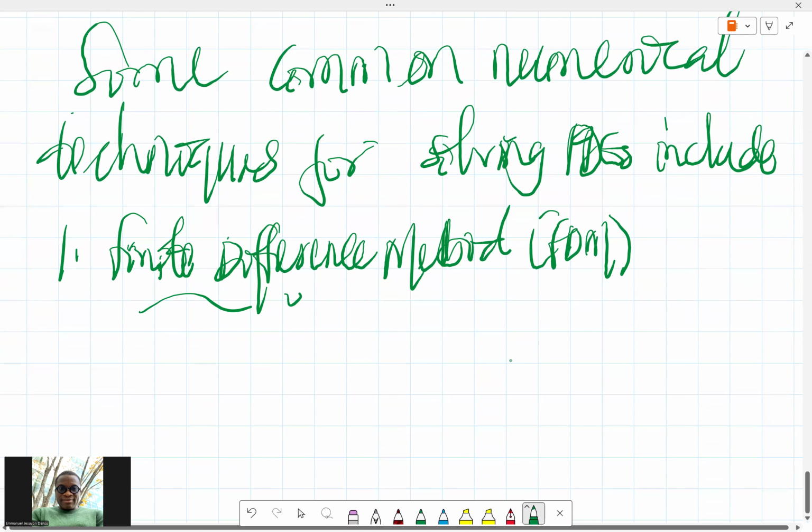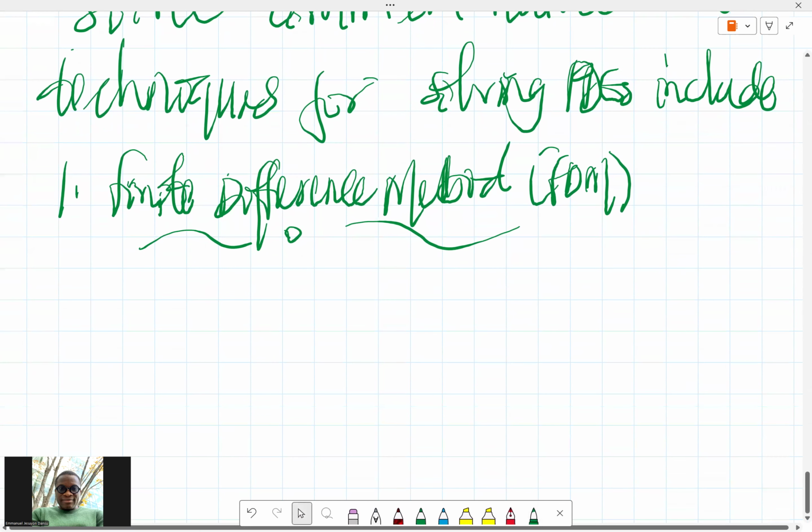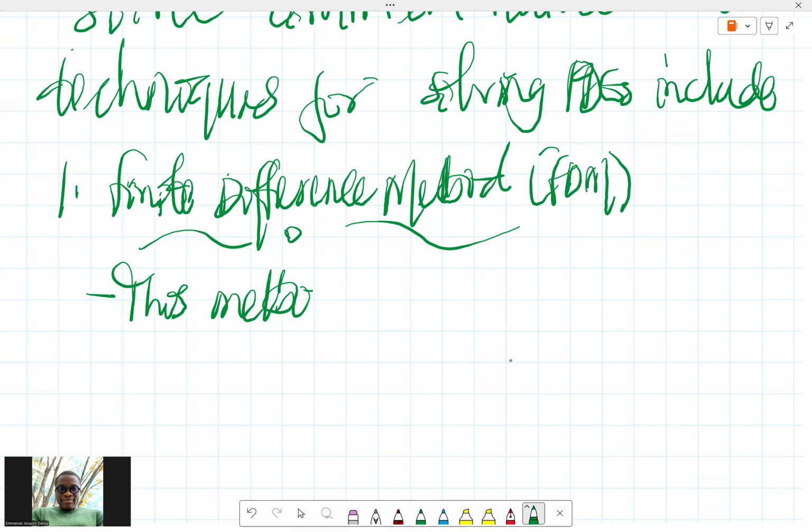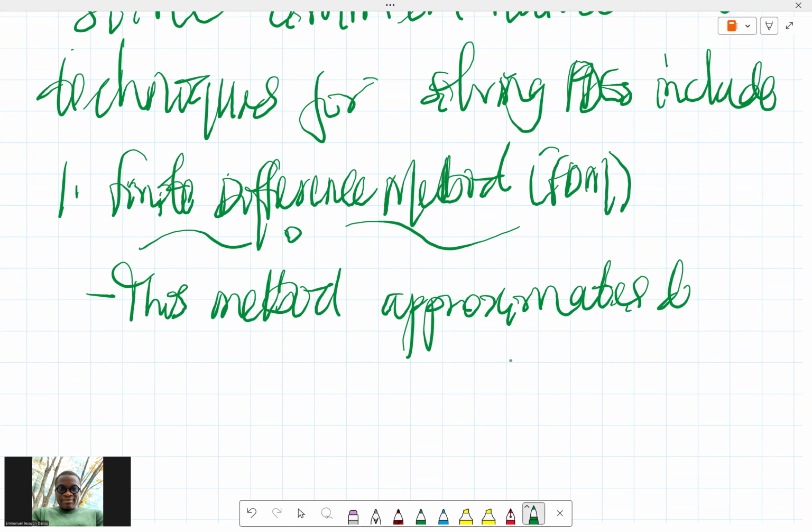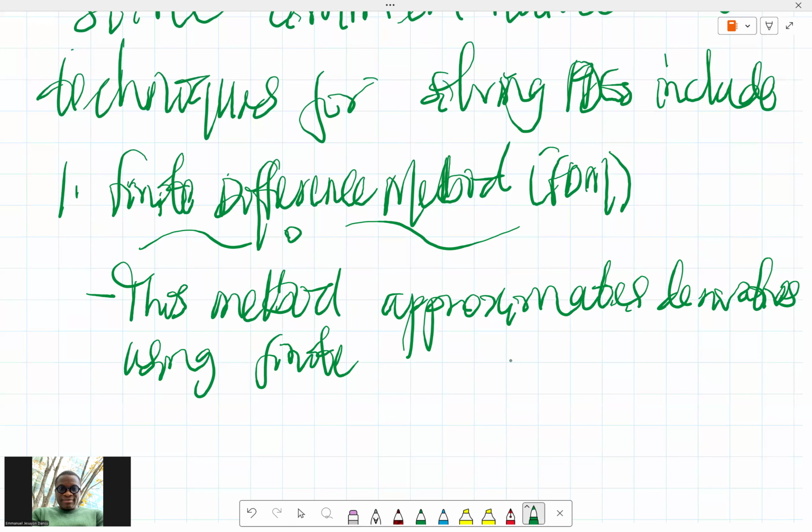So for partial differential equations, some highlights. This method approximates derivatives using finite differences, just like what we did for BVPs. BVPs are boundary value problems.